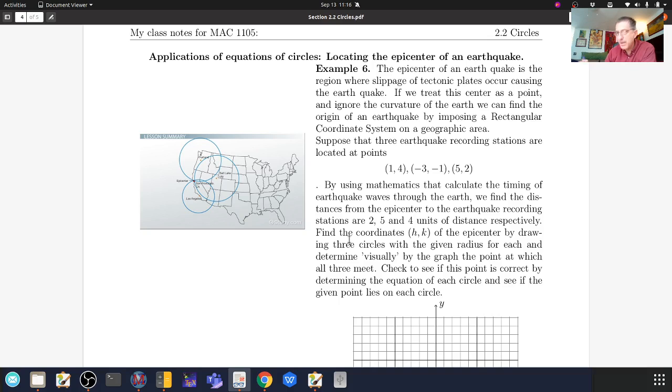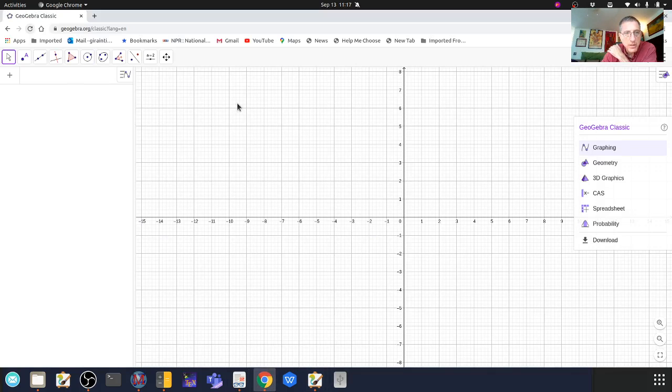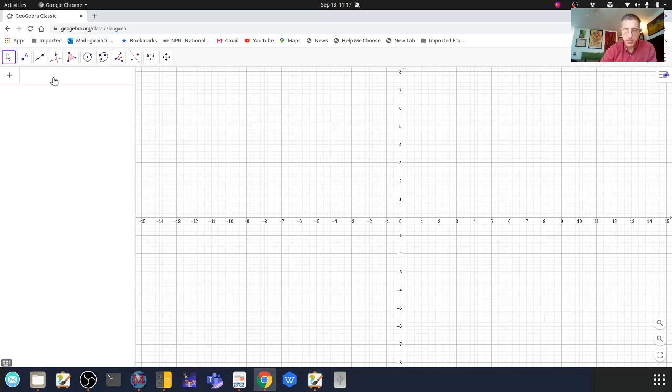So let's go back now and let's use GeoGebra. So again, let's locate these points, and I'm just going to do it the lazy way. 1 and 4, there's 1 point. The next point is -3, -1, and then my third point is 5 and 2. So there are my 3 points, just like I had before.